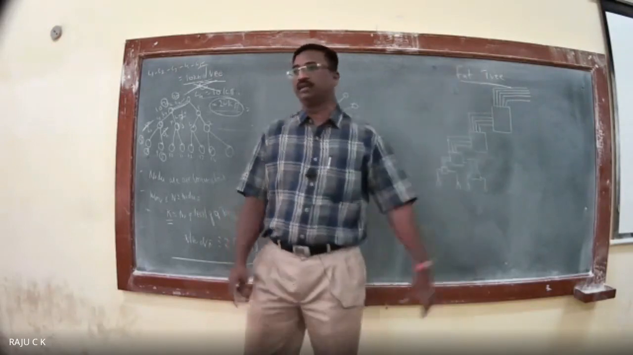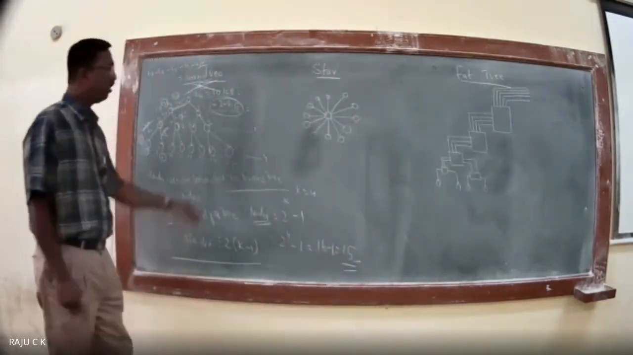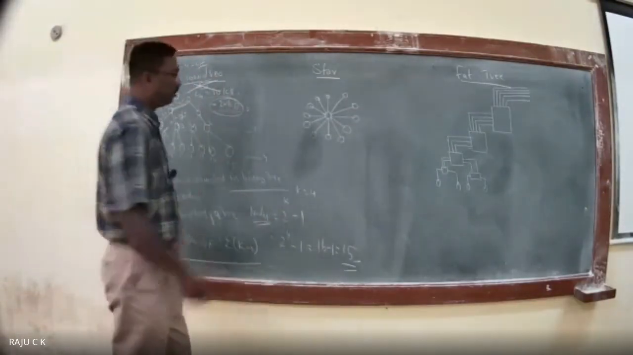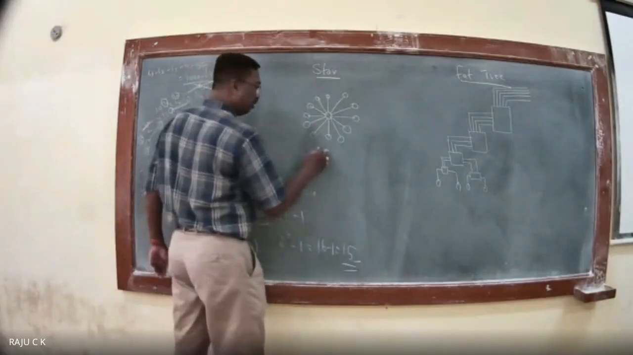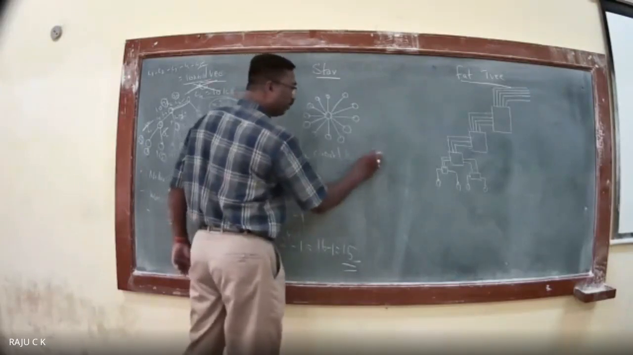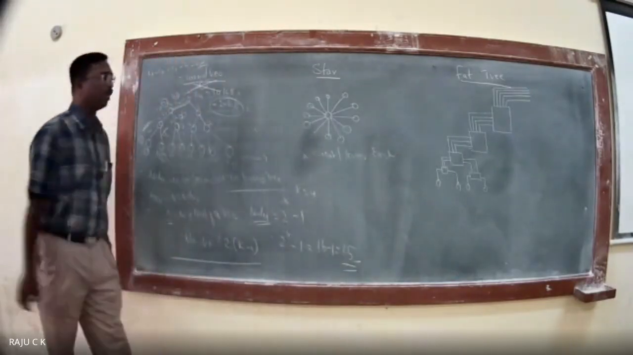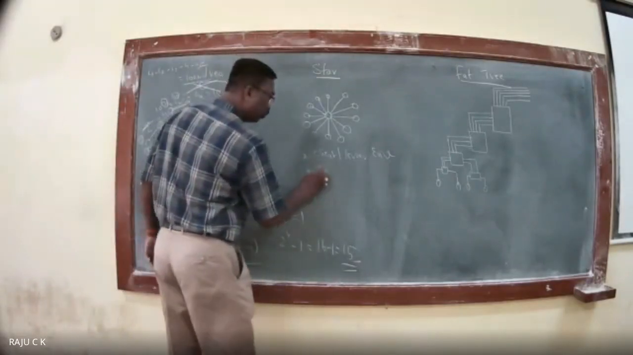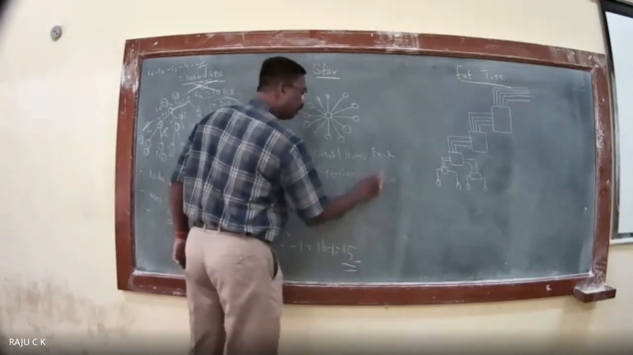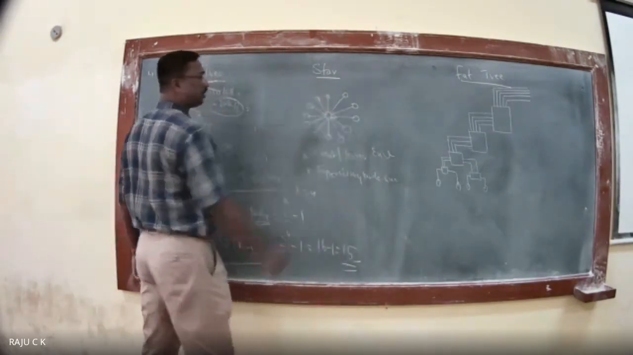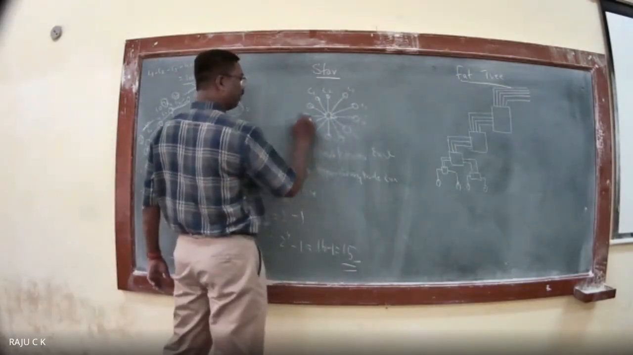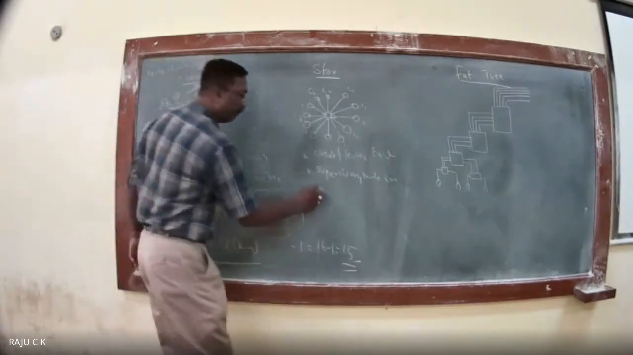Next point is the star type structure, which is called client server communication, widely used for the client server environment. It can be called a supervisory node environment. That means the supervisory node is your server, and all the others become C1, C2, C3, C4, and so on. Network diameter will be maximum only 2.